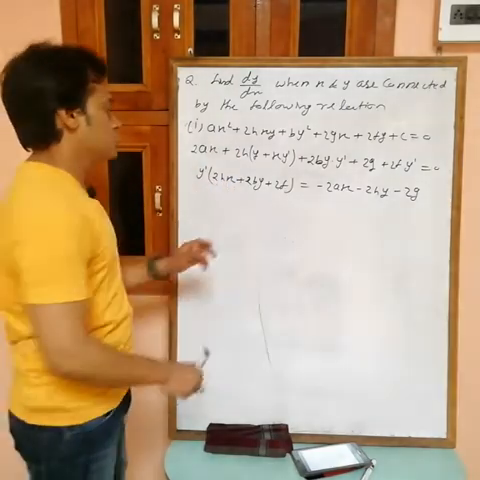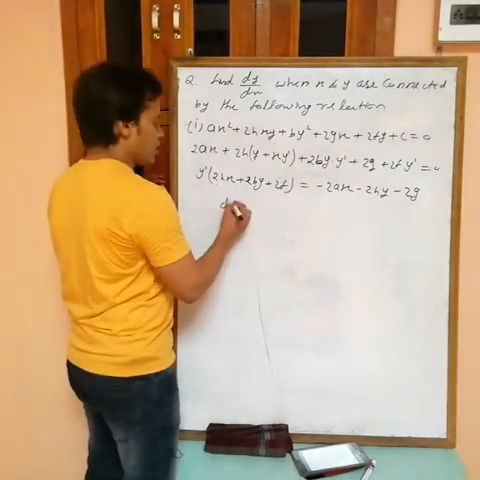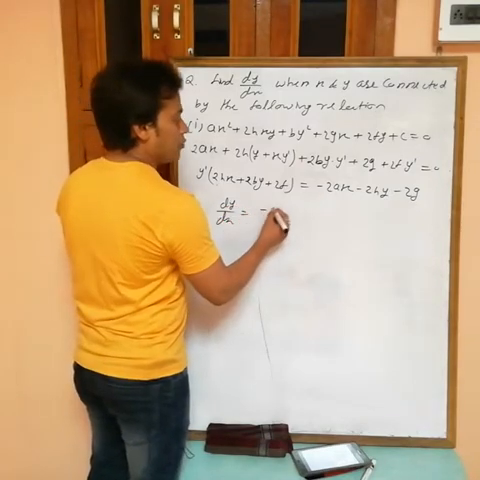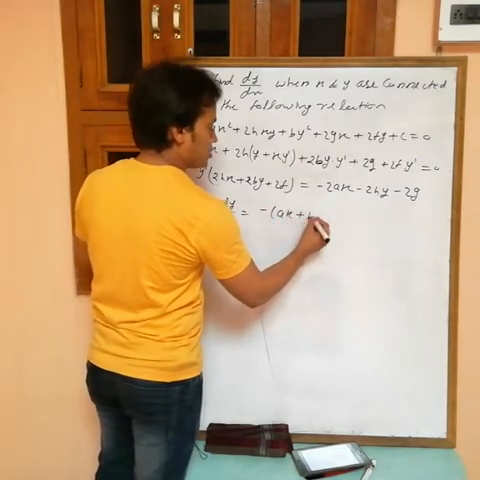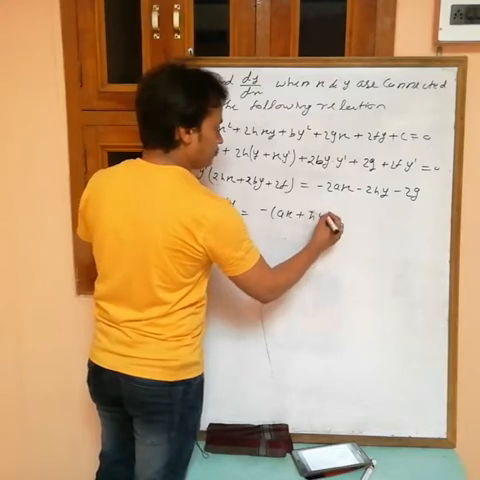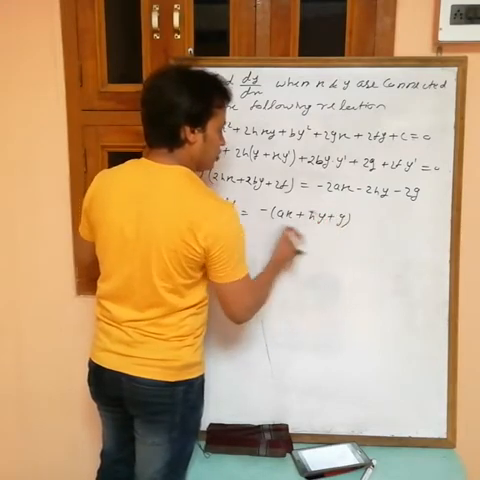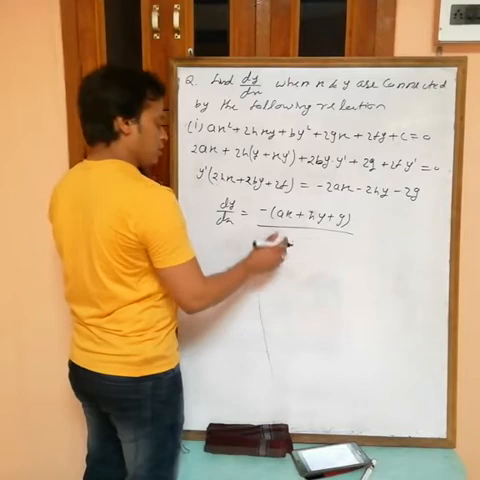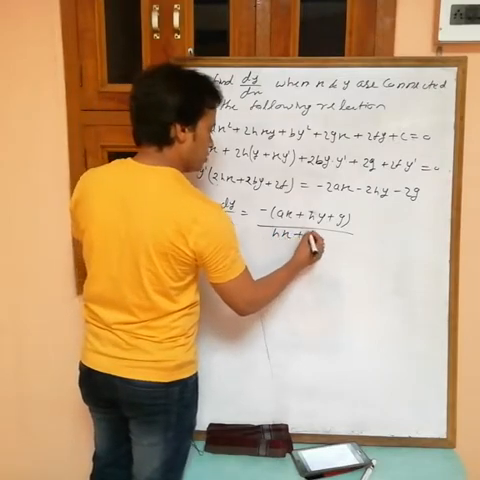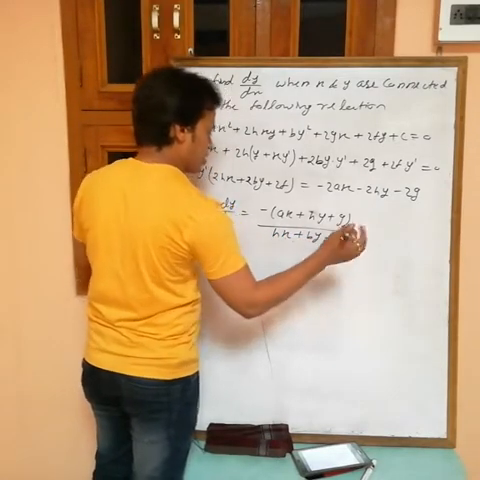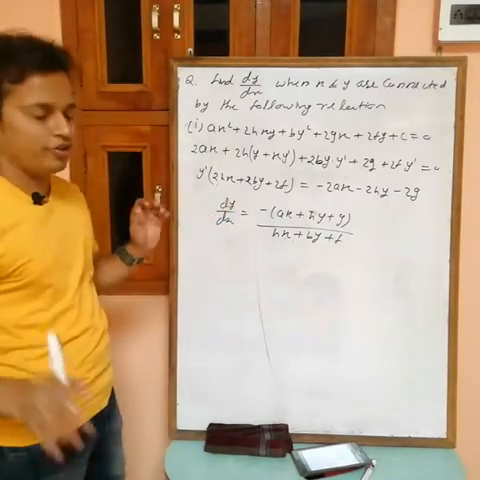And divide with this one, then you will get y dash or dy by dx equals minus ax plus hy plus g. We are also taking a common minus now, and in the division what we have is hx plus by plus f. Write down, this is the value of dy by dx.